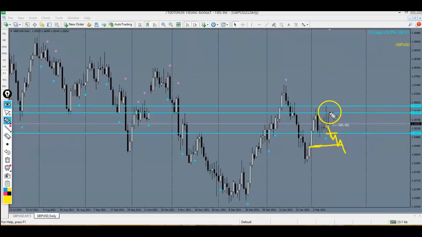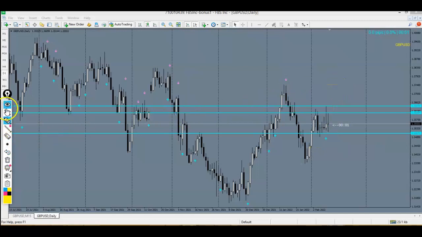On the alternative, if it breaks above and closes above, then we'll look for a retracement to these levels here, to this level up here, and possibly get some on the retracement. We might also get some nice trades there as it continues up as well.